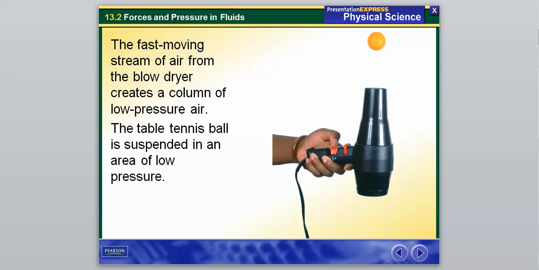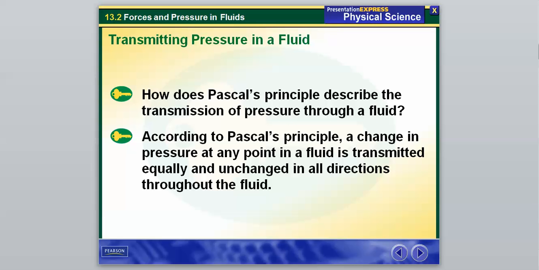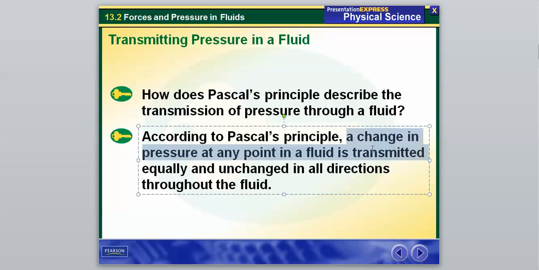That will make more sense here in a little bit about why low pressure air might cause that to happen. So that's just our example here to get us kind of thinking about this chapter. And so now Pascal's principle. We talked about the SI unit of pressure being a Pascal. So how does that describe transmission of pressure through a fluid? And again, a fluid can be a liquid or a gas. What is stated in Pascal's principle is a change in pressure at any point in a fluid is transmitted equally in all directions throughout the fluid.